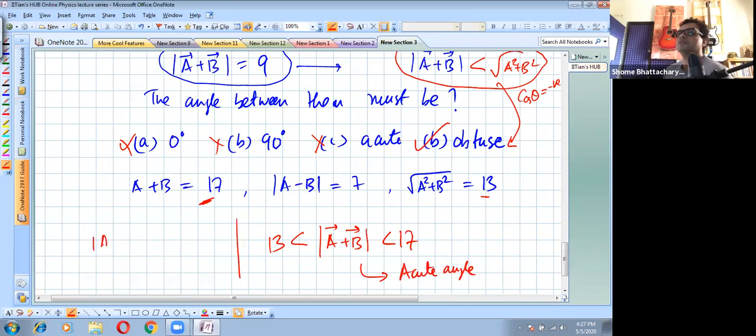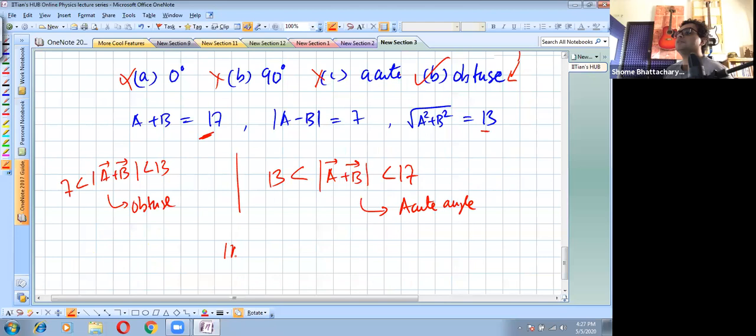If the magnitude of A plus B is less than 13, but greater than the difference, 7, that means it is an obtuse angle. So we can see all these options over here. Whereas if the magnitude of A plus B had been exactly 13, that would mean theta is equal to 90 degrees. If it had been exactly 17, the angle would have been 0 degrees. They would have been parallel vectors.